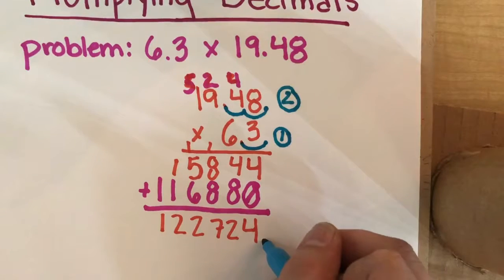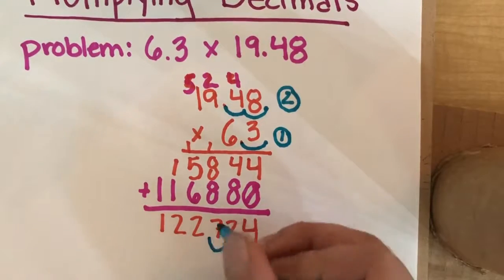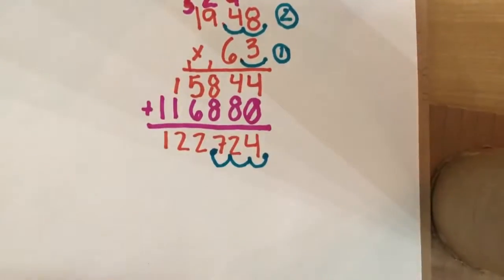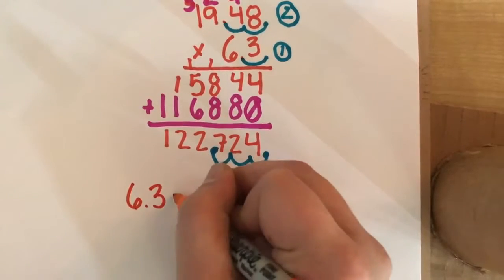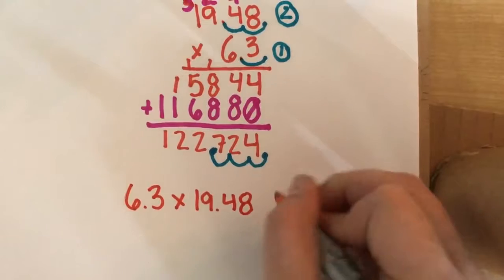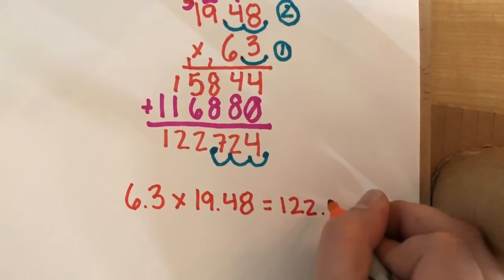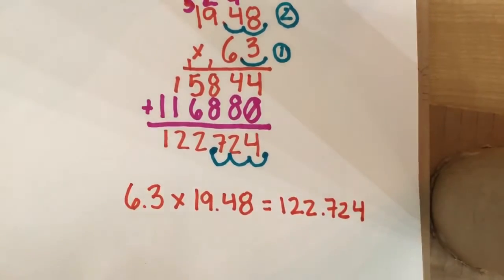So in my product, I'm going to start with my decimal at the very end and count 1, 2, 3, and place my decimal. So 6.3 times 19.48 is equal to 122.724. That's my answer.